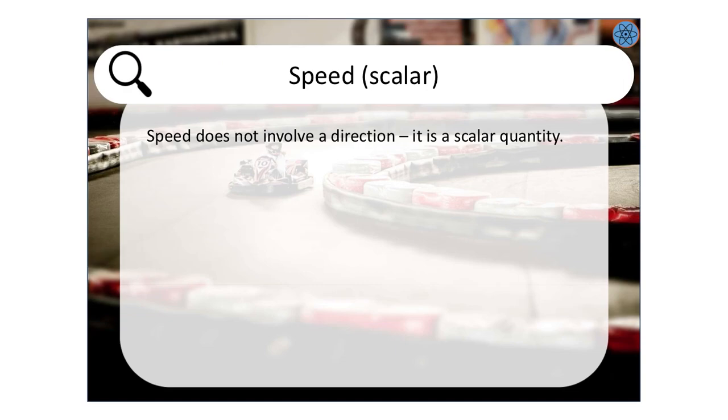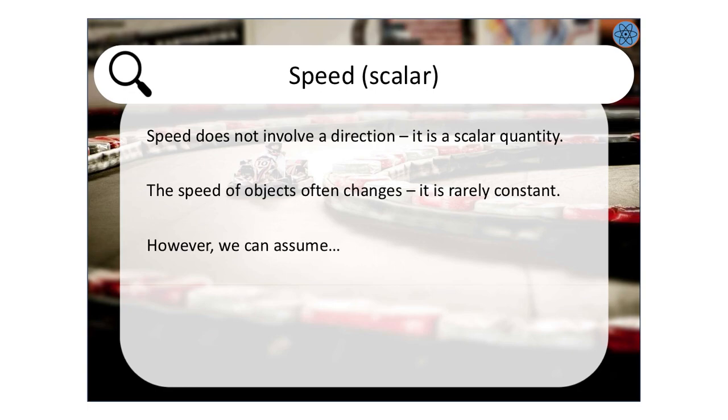This video follows on from the distance and displacement video that has been done, and this one is all about speed, which is the scalar, and velocity, which is the vector. So speed does not involve a direction, just like distance, it is a scalar quantity. Something to point out as well is the speed of an object often does change. Think about when you're driving in a car, you'll speed up, you'll slow down, it's rarely constant. However, we can assume it's pretty much constant at times.